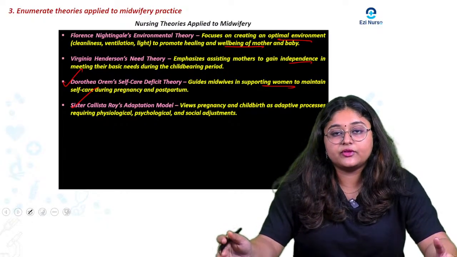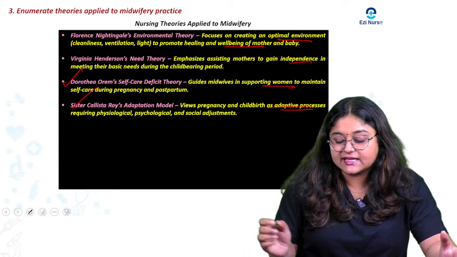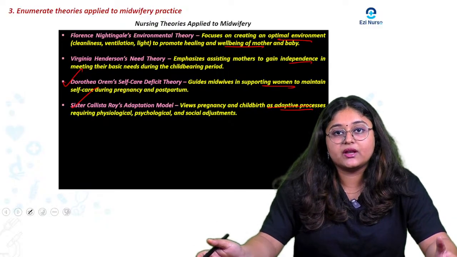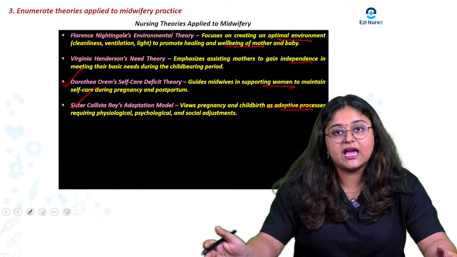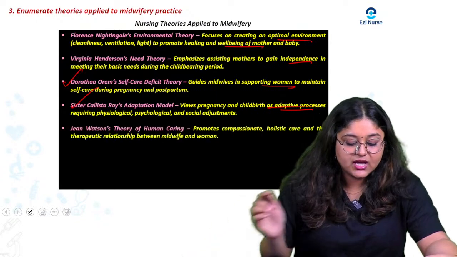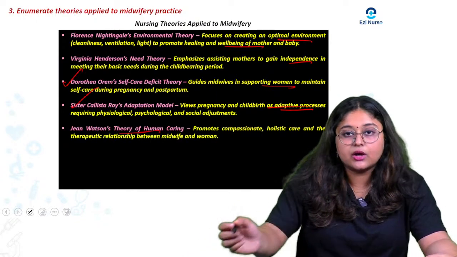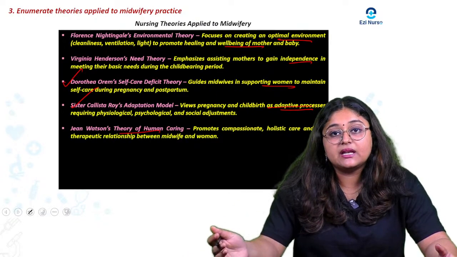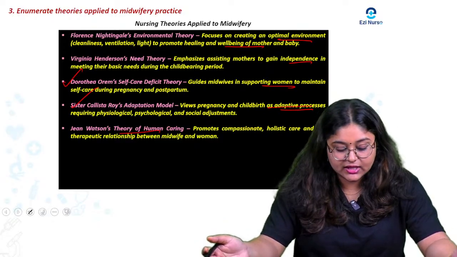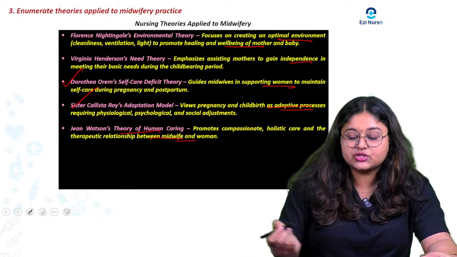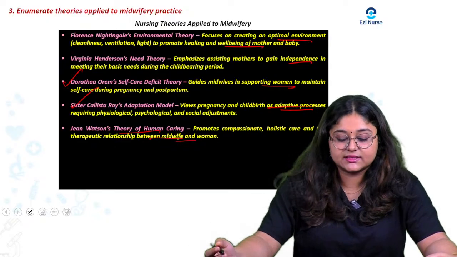Next is Sister Callista Roy's adaptation model. In this they view pregnancy and childbirth as an adaptive process which requires physiological, psychological as well as social adjustment. Next is Jean Watson's theory of human caring. It mainly promotes compassionate, holistic care and a therapeutic relationship between the midwife and the woman.